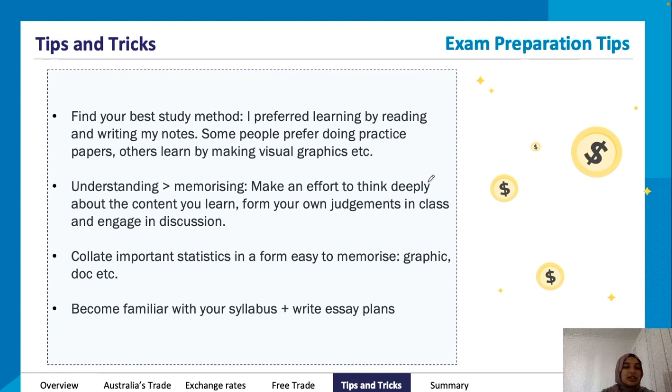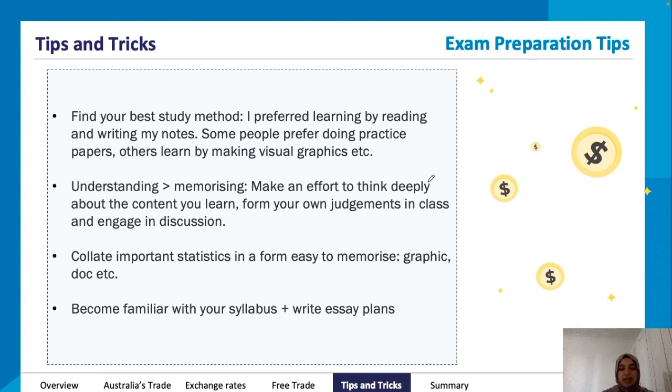And then discuss in class, like engage in discussion. If your class is having discussions about different things, engage in it, ask questions, right? Because those things can really help you gain a better understanding of the content.